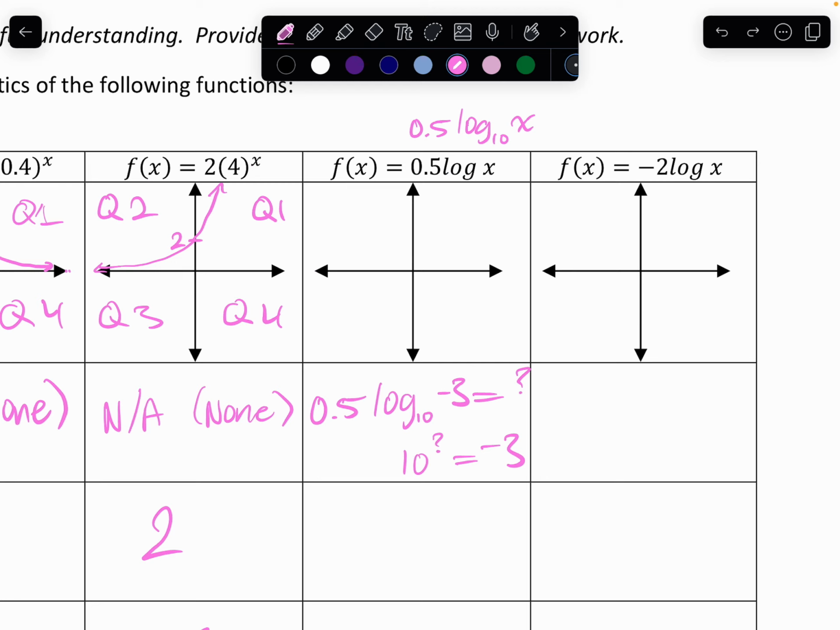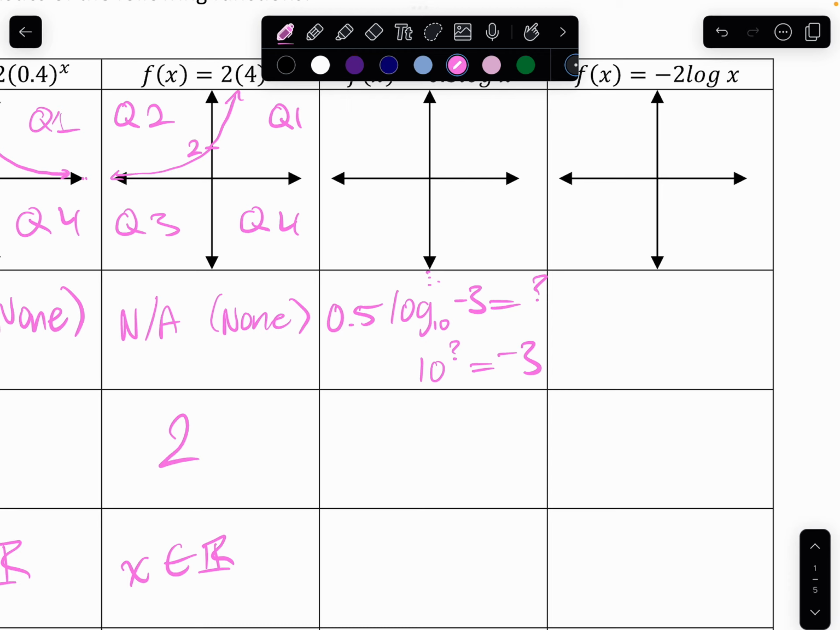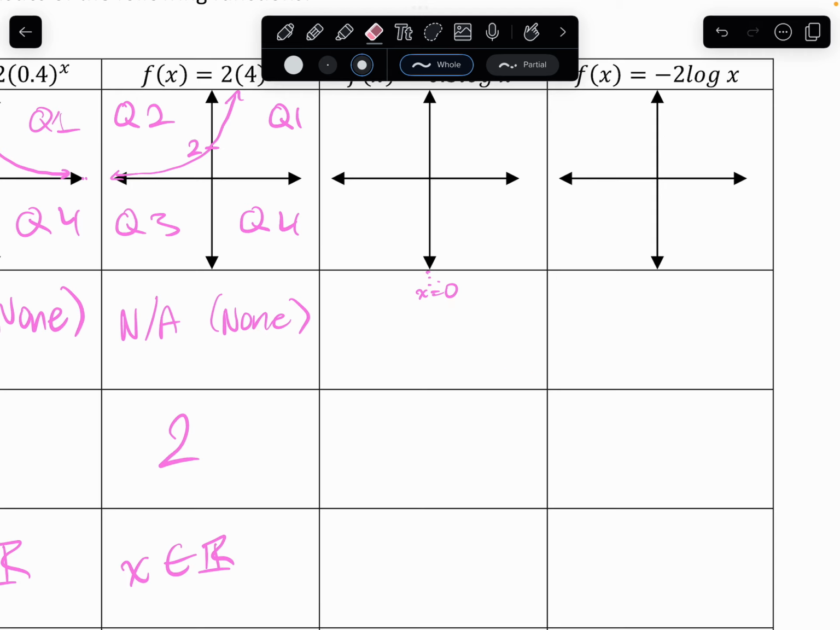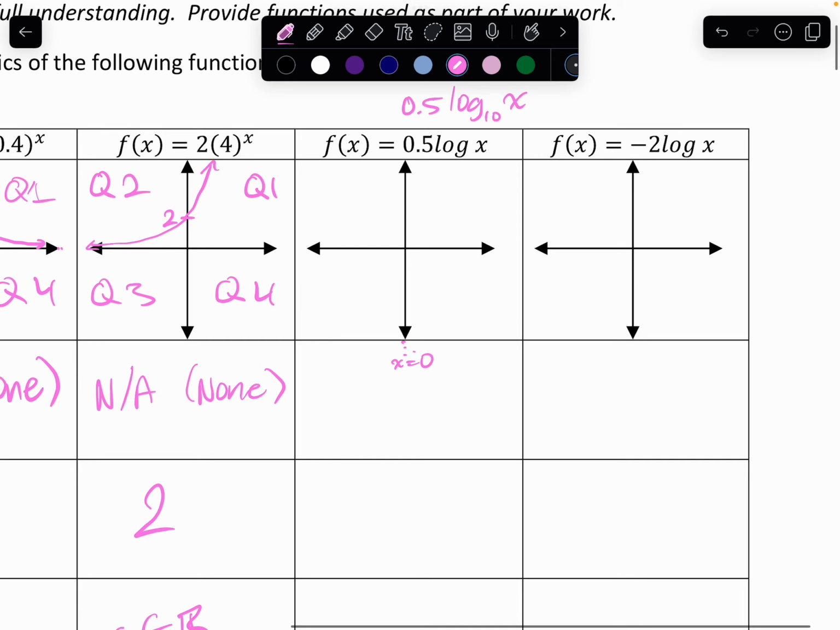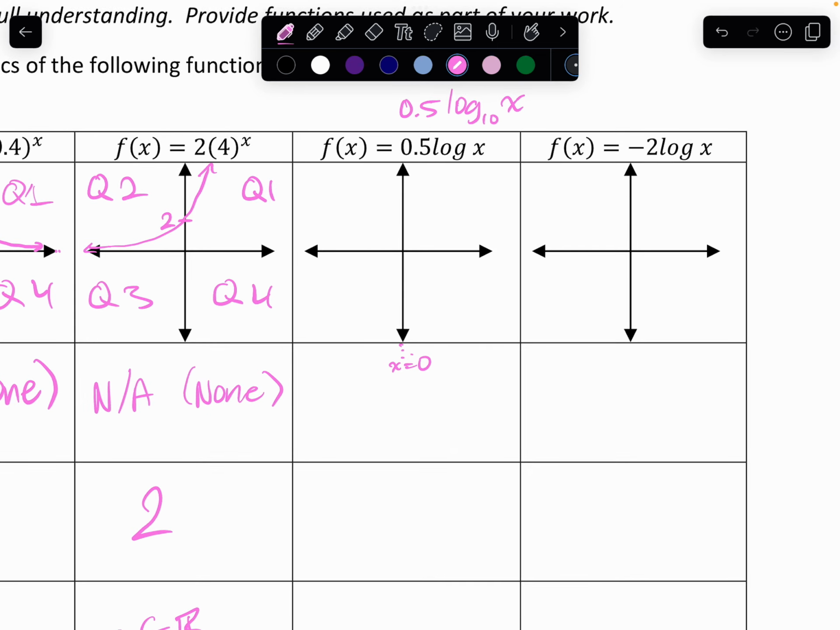So if it can't be 0, then what can it be? Well, at x equals 0, here we have another one of those asymptotes that we talked about before, because it'll always approach it, but it'll never equal it. And then for what number will the answer be 0? Well, let's see. 0.5 log x equals 0. We can divide both sides by 0.5.